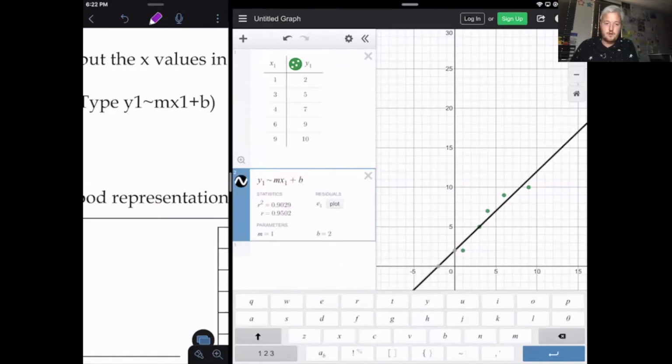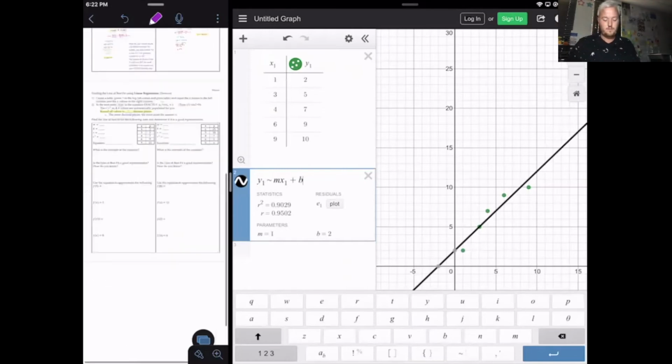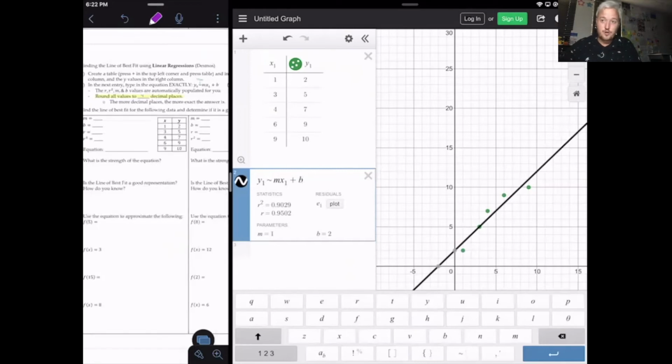So if you look, it tells you the coefficient of determination, it tells you the correlation coefficient, and it even tells you the parameters of your equation. So down there where it says parameters, those are just the attributes. So attributes refer to like your slope, your intercepts, and any other relevant data that concerns your equation. So what we just did here is actually what we call a linear regression. So this is a linear regression in Desmos.